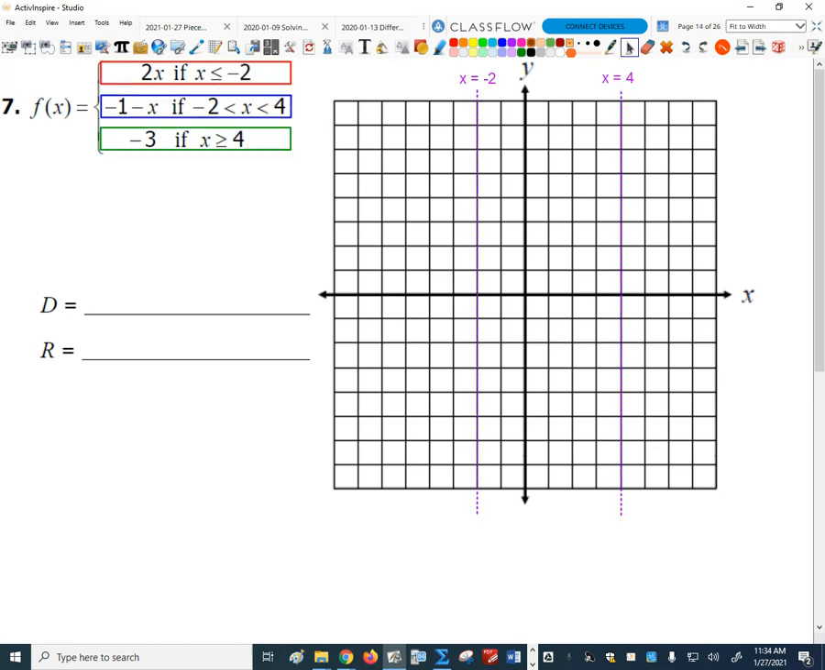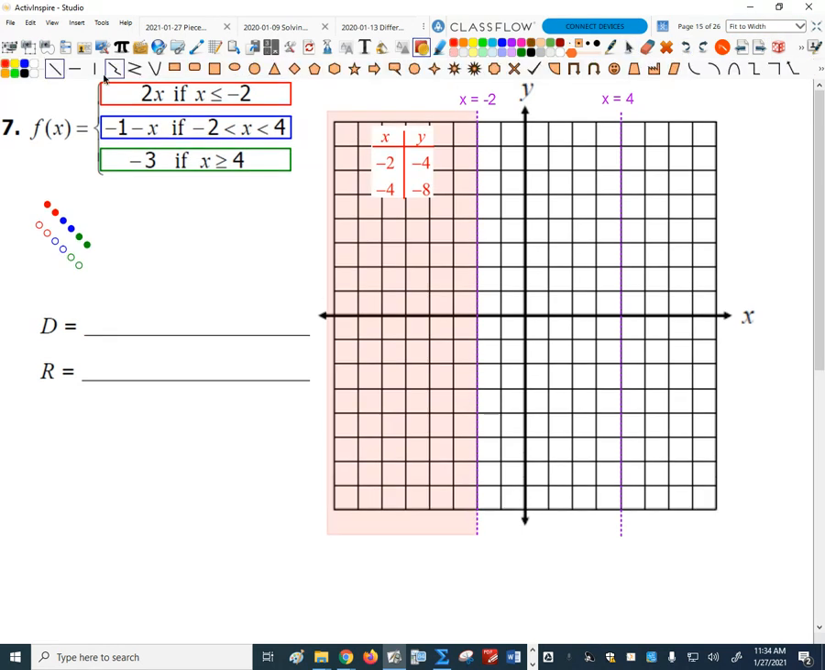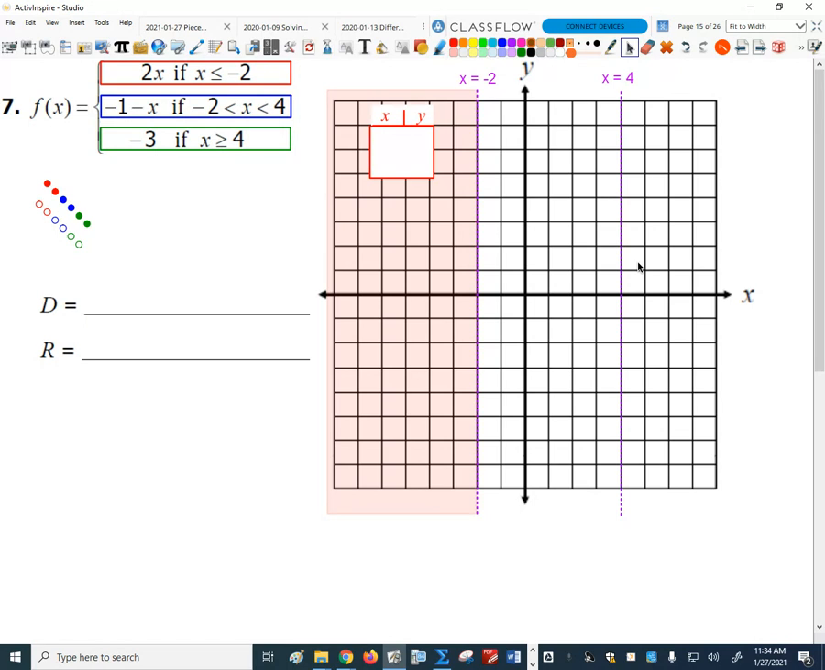Okay? All right, so let's color code these. We'll call the top piece the red piece, right? So we want to graph that in its region. Everybody agree that's the red region. The x values less than or equal to negative 2, so I'm in this region.